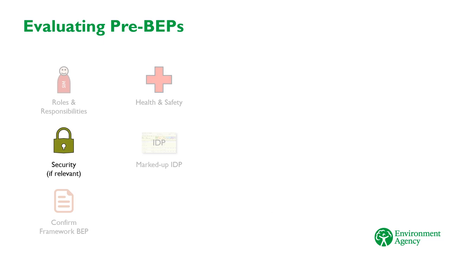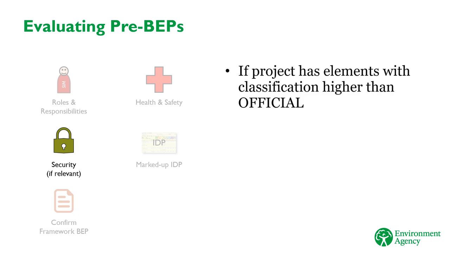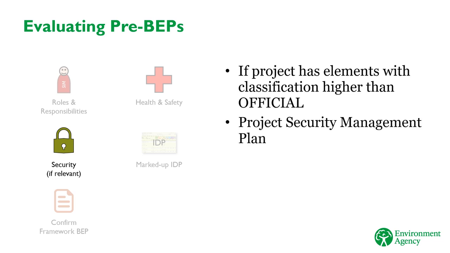If your project contains elements which have an elevated security classification, in other words, higher than the official status that covers the majority of our work, then the pre-BEP needs to explain how these sensitive documents will be managed. To do this, the supplier needs to include an outline project security management plan, which explains the procedures and systems that will be used to ensure the security of data and information. If the project doesn't require elevated security, then the pre-BEP should confirm that standard corporate security procedures, as outlined in the Framework BEP, will be followed.